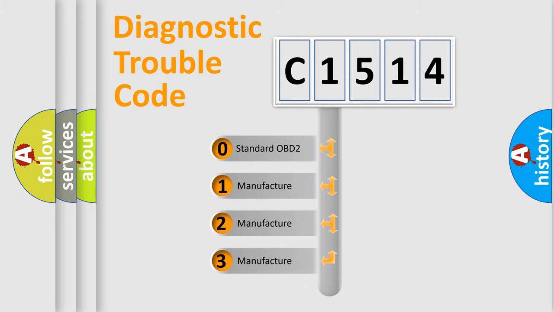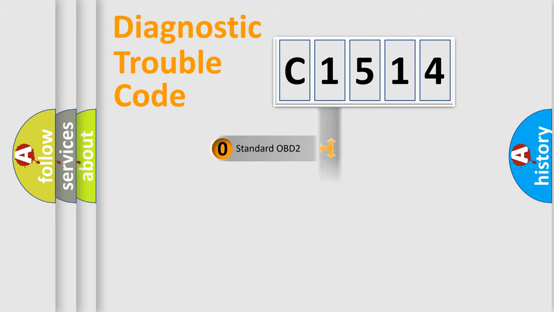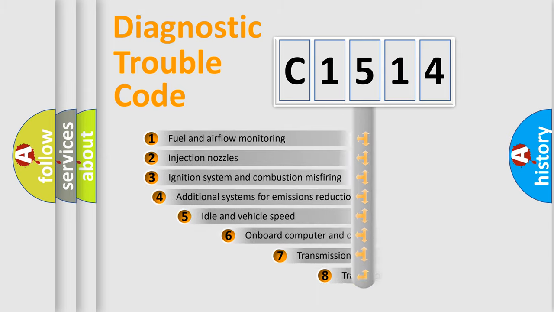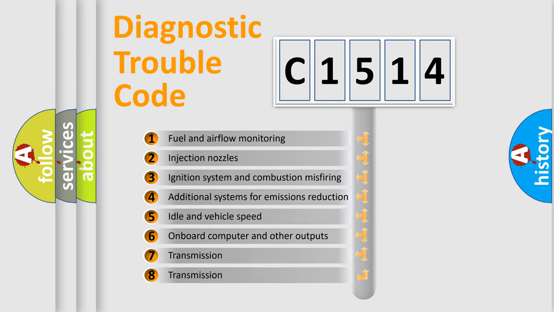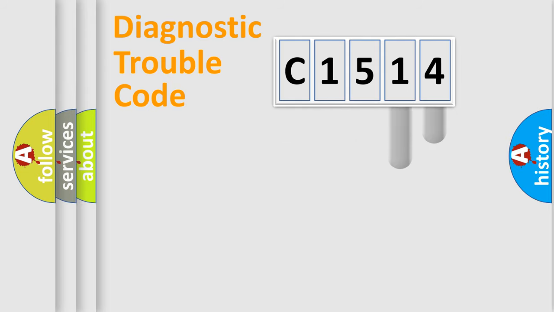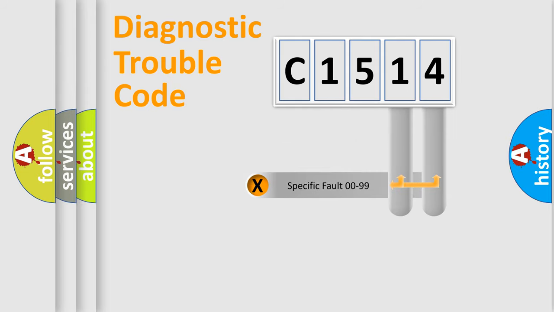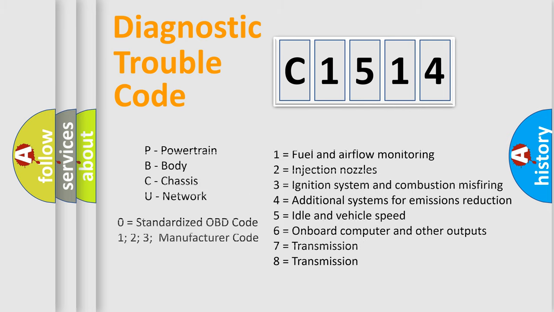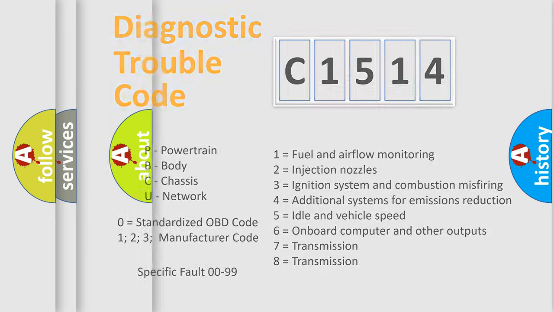If the second character is expressed as zero, it is a standardized error. In the case of numbers 1, 2, 3, it is a more prestigious expression of the car-specific error. The third character specifies a subset of errors. The distribution shown is valid only for the standardized DTC code. Only the last two characters define the specific fault of the group. Let's not forget that such a division is valid only if the other character code is expressed by the number 0.